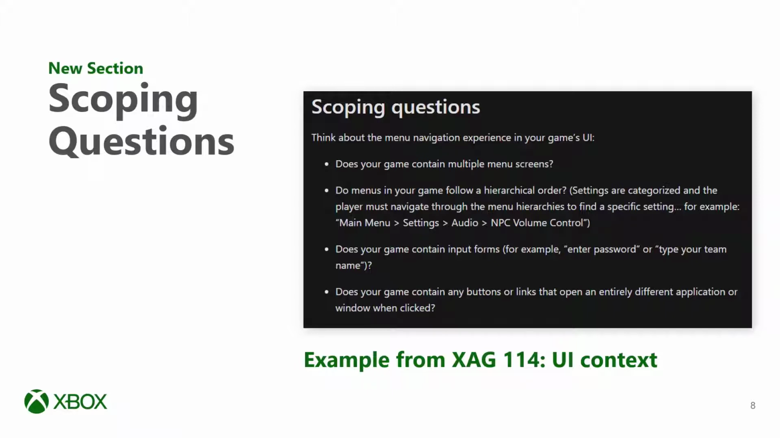And the scoping questions here ask developers to think about things like, does your game contain multiple menu screens? Does your game contain input forms, like requiring that a player enter their password or type a team name for their team? Because essentially we know that elements like this will all require appropriate labels and descriptions in order to provide the user context as to what they need to do next to interact with that element, or what will happen next. So essentially by running through the scoping questions for each ZAG and determining if the answer to any of these scoping questions is, yes, my game totally has that in it, developers can hopefully more easily navigate this document and know where to start.